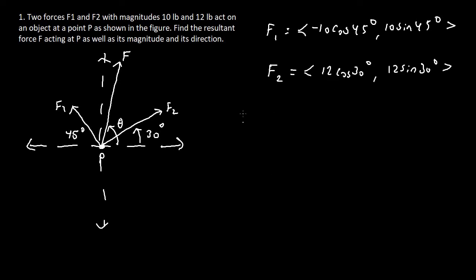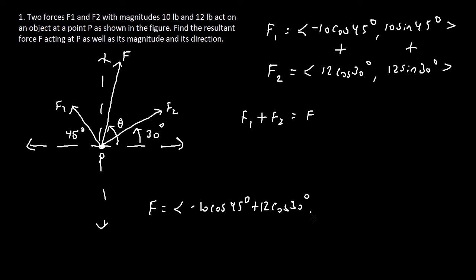So now remember, force 1 plus force 2 gives us that resultant force. So what we have to do is add these vectors together and add the components. So the resultant force is going to have the components negative 10 cosine of 45 degrees plus 12 cosine of 30. So that is the x component. And the y component is going to be 10 sine of 45 degrees plus 12 sine of 30 degrees. And that is the y component.